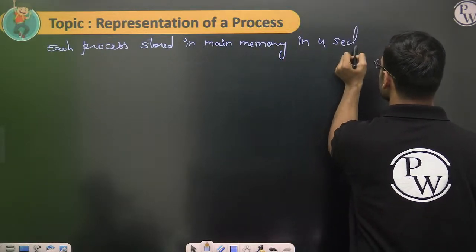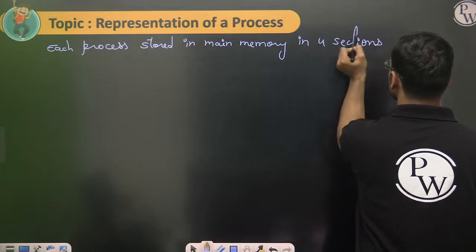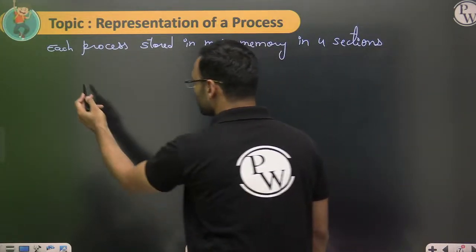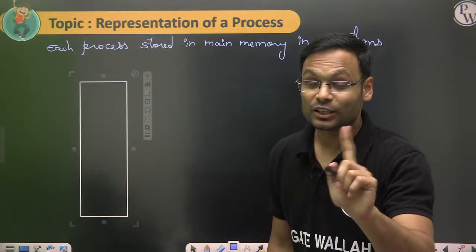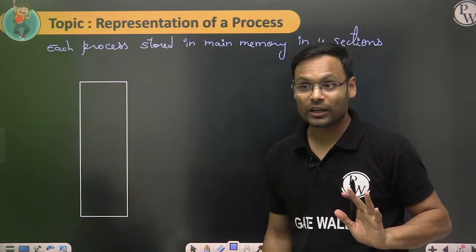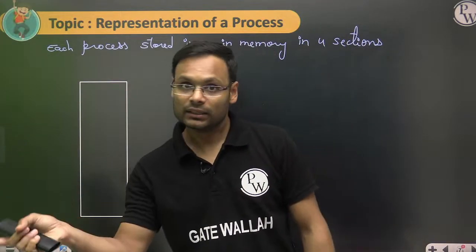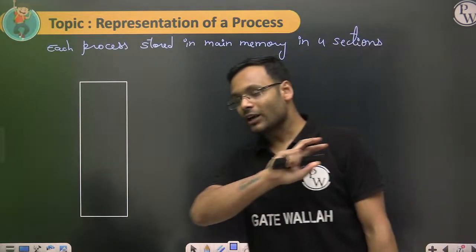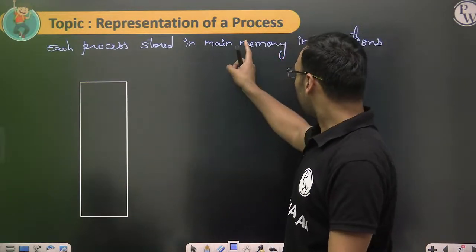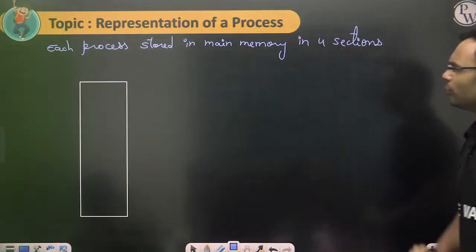So each process has 4 sections. Yes, I'll tell you. Look at this. I am talking about a process, not the operating system program. The operating system is separate. This is for other processes. Apart from the OS, whatever other processes are there, all processes are stored in the 4 sections.